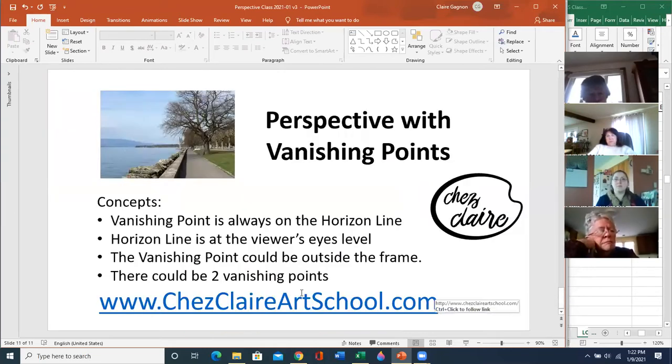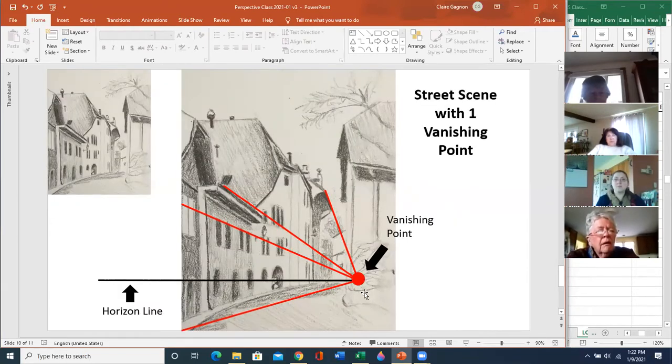So in summary, the vanishing point. Can I ask a question? There's a question. How did you determine the horizon line in that last picture? Well, this is a picture that I did from a photo. When I was standing to take the photo, my eye level was right here. It was at this level. So this is how the horizon line is determined: the eye level of the viewer.